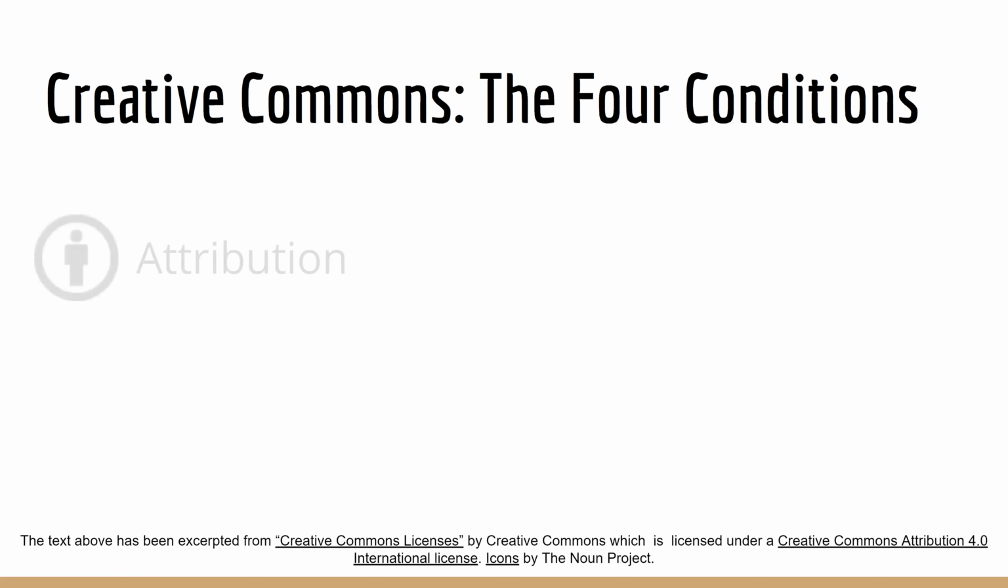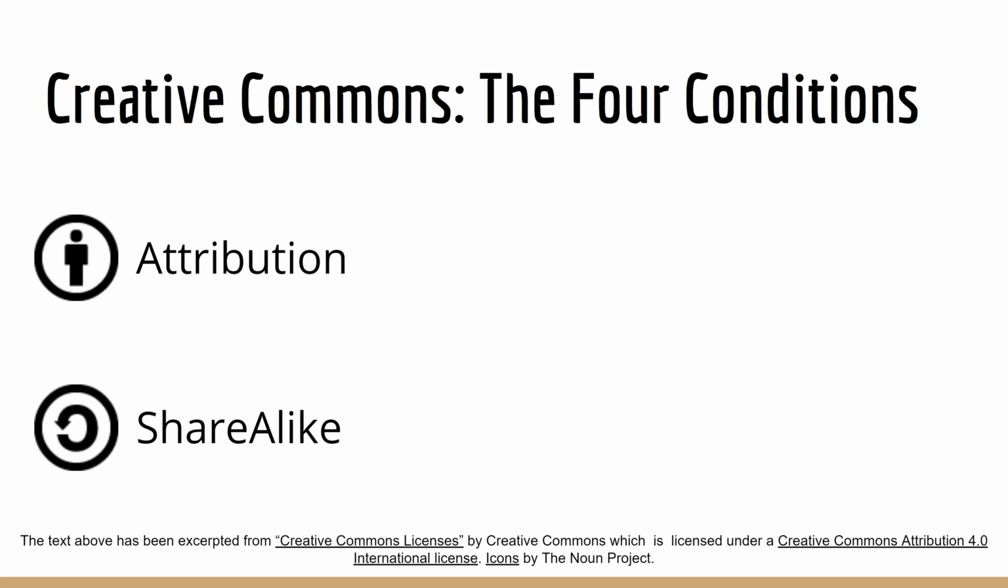The first condition is attribution. All CC licenses require that others who use your work in any way must give you credit the way you request, but not in a way that suggests you endorse them or their use. If they want to use your work without giving you credit or for endorsement purposes, they must get your permission first.